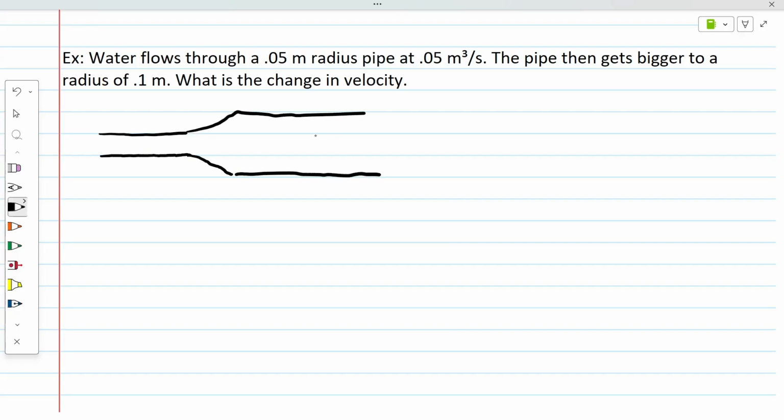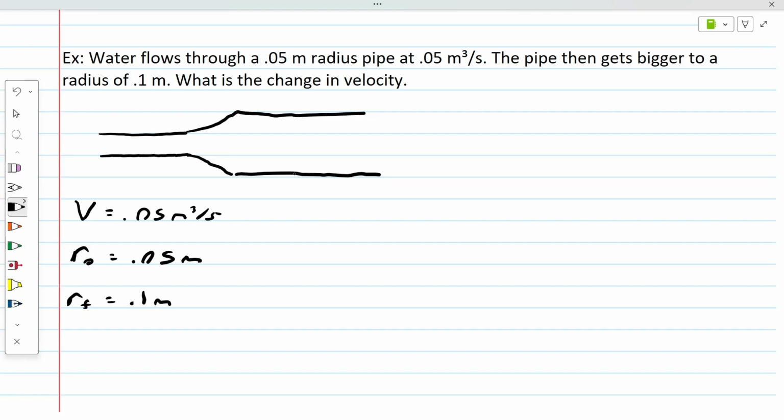So we know that the volumetric flow rate is going to be 0.05 meters cubed per second. When you're pumping water through this pipe, just because it gets bigger doesn't mean that the same amount of volume isn't going to be going through at any time. So we have this constant volumetric flow rate. Now we also know that the radii are changing. The first radius, I'll write it as R naught, equals 0.05 meters, and the final radius is 0.1 meters.